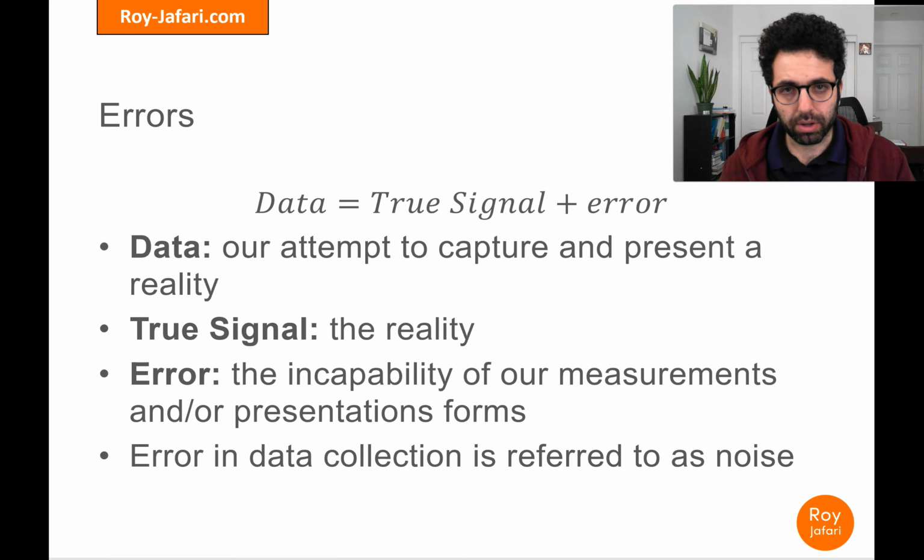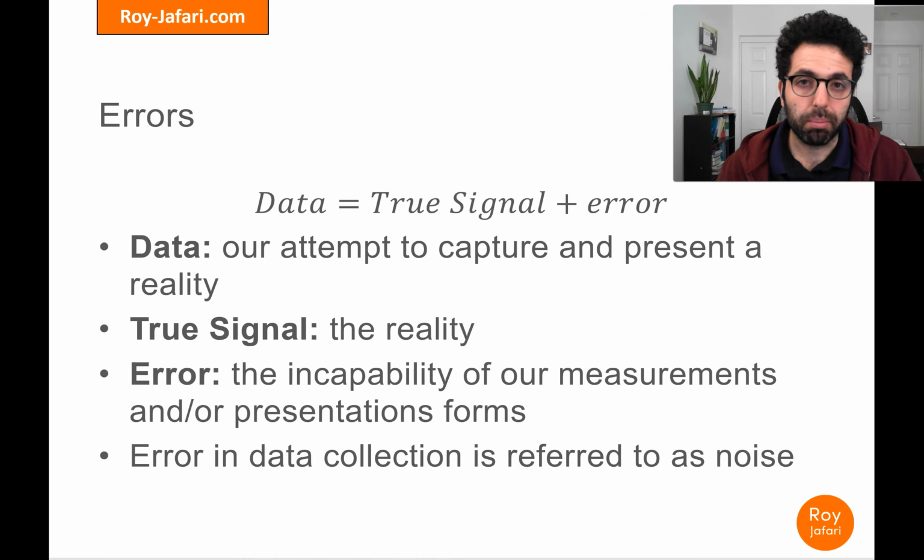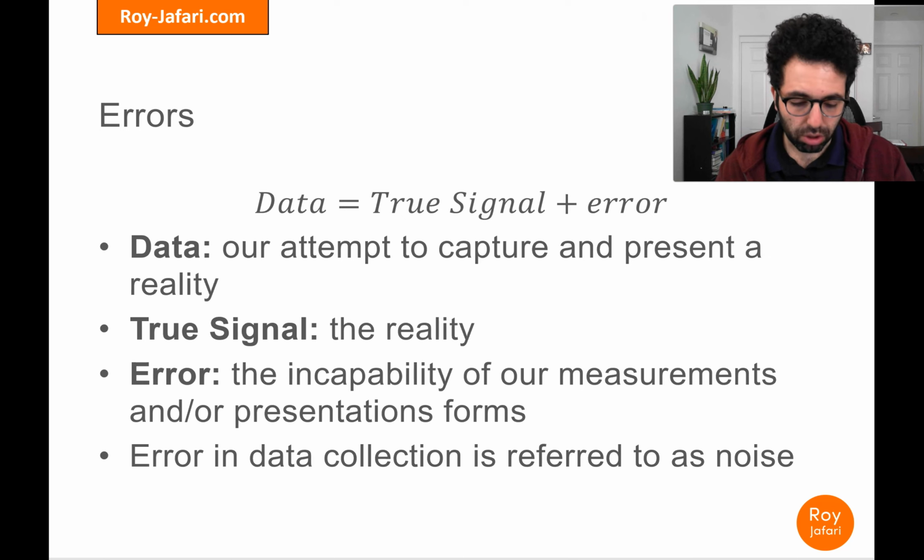So what is an error? Error, as we discussed, is the difference between the reality and the measurement, right? We measure something of a true signal, right? And there is bound to be an error, because our measurement systems are never capable of actually capturing the true signal or the reality. And that difference is called error.